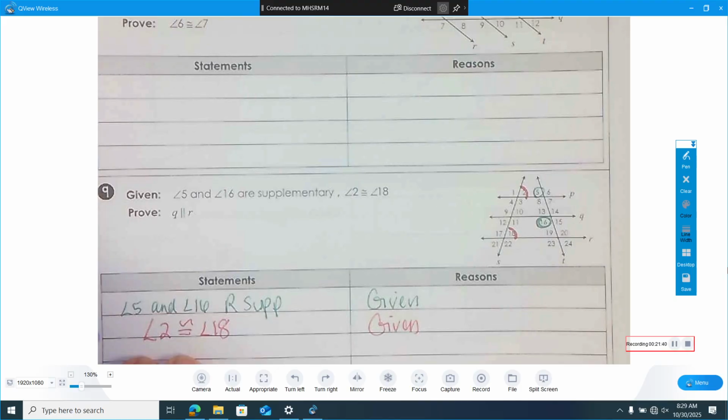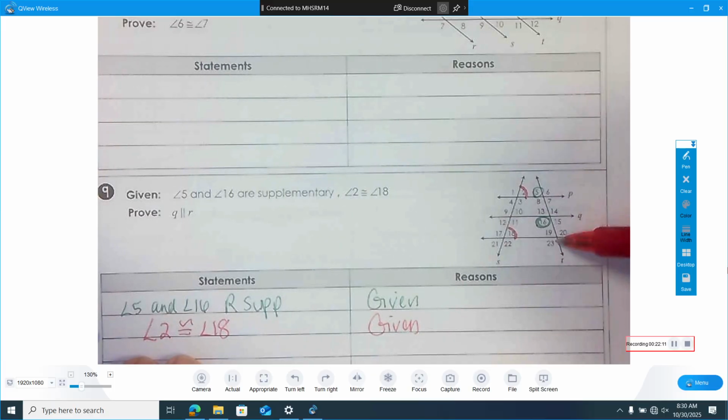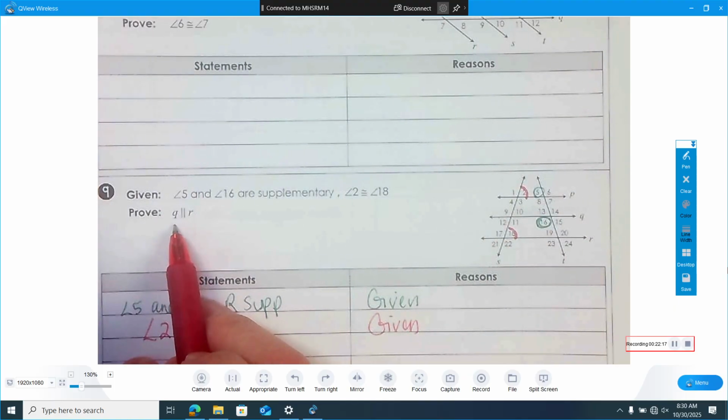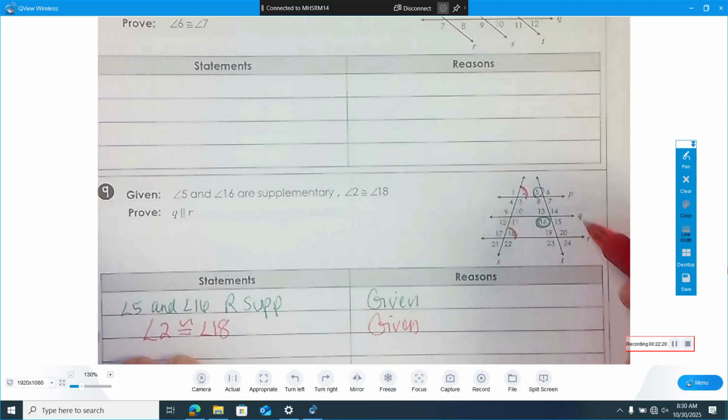I had like a whole different thought, but if we use the transitive, could we find out, with P, angle 5, the same side exterior with angle 23, that line P and line R are parallel with each other. So we'd have to prove that somehow. You'd have to have a statement that said those are supplementary, okay? What we're trying to prove is that Q is parallel with R.